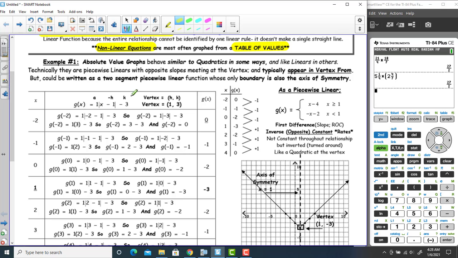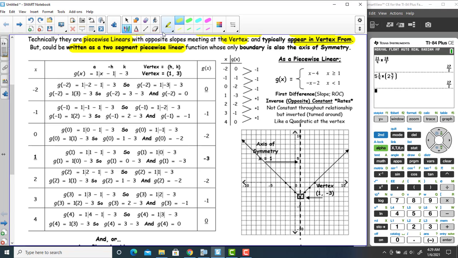If you take a look at the example down below, with the absolute value graph, we have similar features to a quadratic in some ways and to linears in others. Technically, absolute value graphs are piecewise linears, where two pieces meet at a vertex, and they often appear in vertex form, just like a quadratic. Because they often appear in vertex form, we can see or observe the vertex.